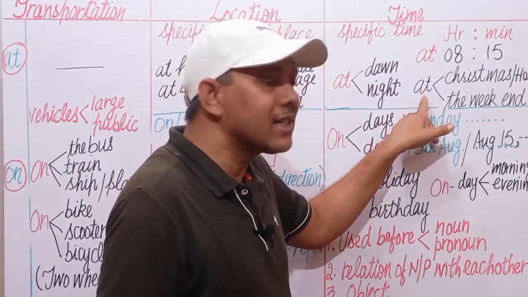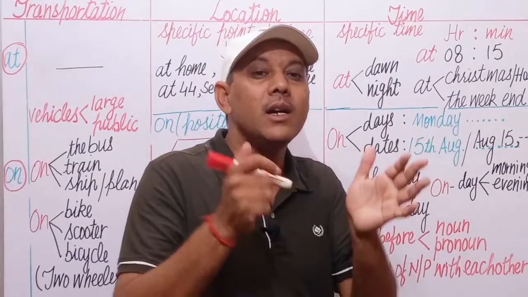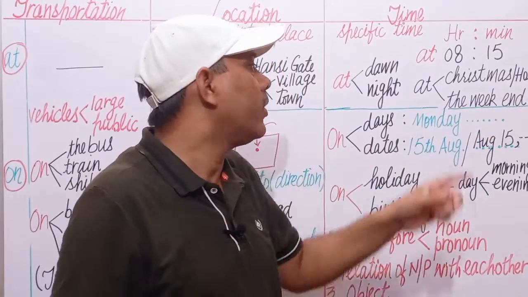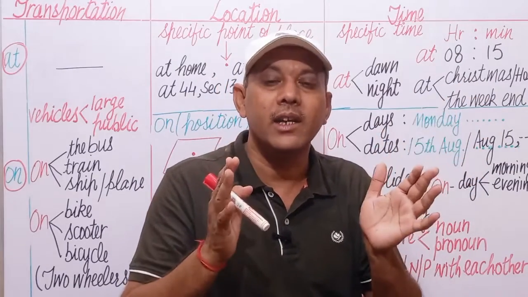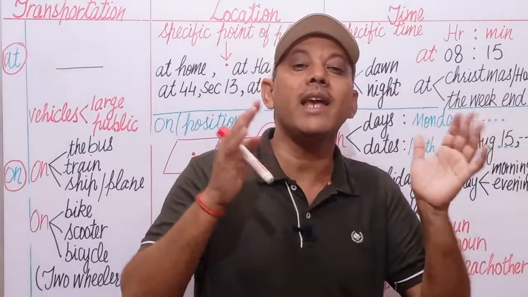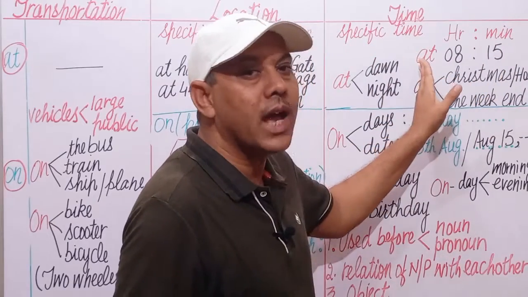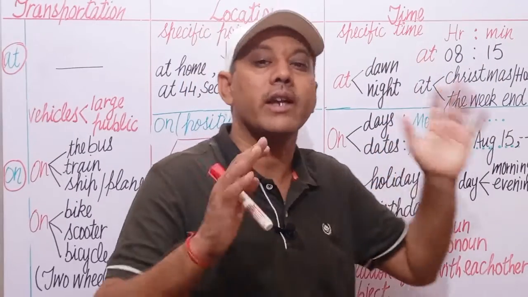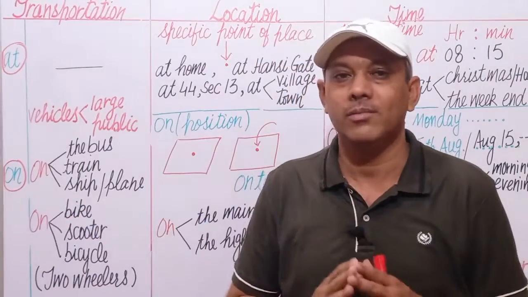We use at for festivals and other specific points of time. For example, at Christmas, at Holi, at Diwali or at the weekend. In this way, in case of time, we use at in such contexts. Next is, where do we use on?